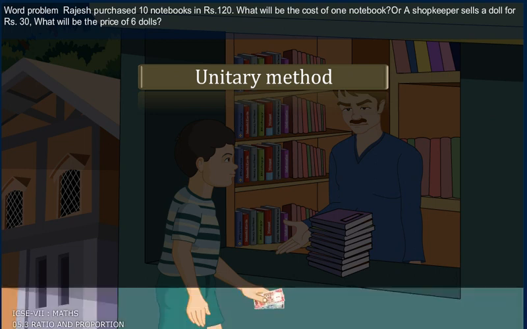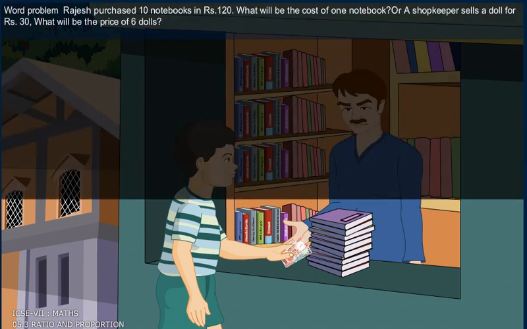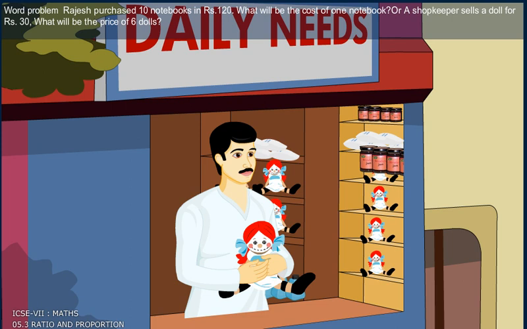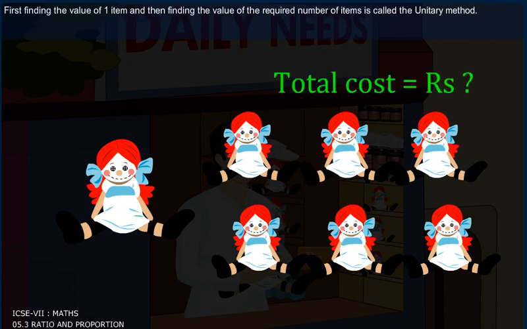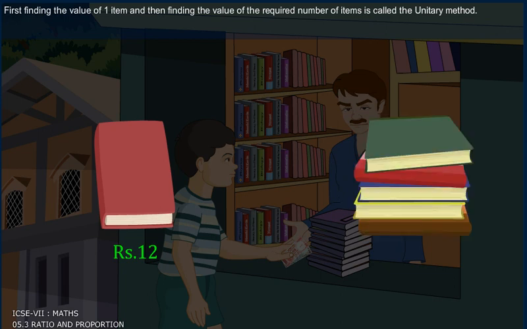Now word problem. Rajesh purchased 10 notebooks in rupees 120. What will be the cost of one notebook? Or a shopkeeper sells a doll for rupees 30. What will be the price of 6 dolls? First finding the value of one item and then finding the value of the required number of items is called a unitary method.